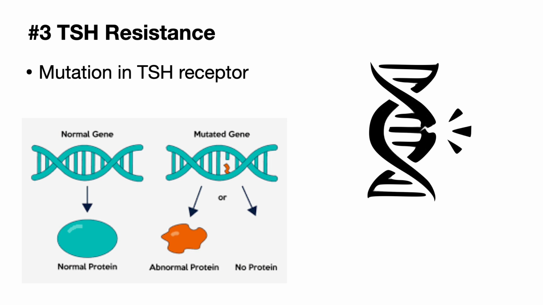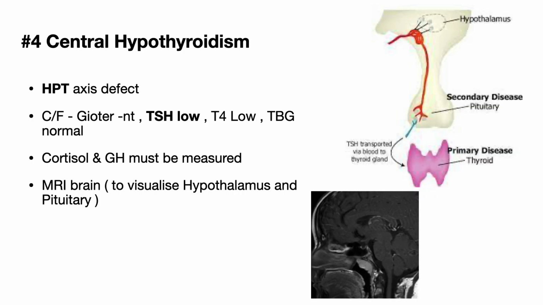Now coming to the third type of permanent CH, which is TSH resistance. In this, there is mutation in TSH. Now let's see the fourth type of permanent CH, that is central hypothyroidism. As the name indicates, it involves the HPT axis defect. The clinical features mainly involved are goiter is absent, TSH is low, T4 is low, and the TBG is normal.